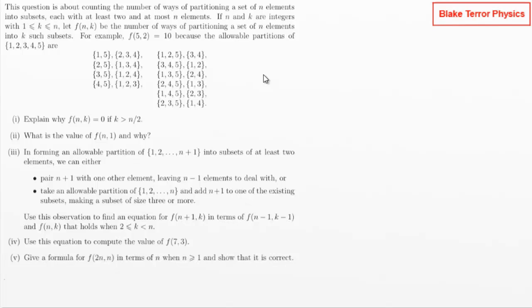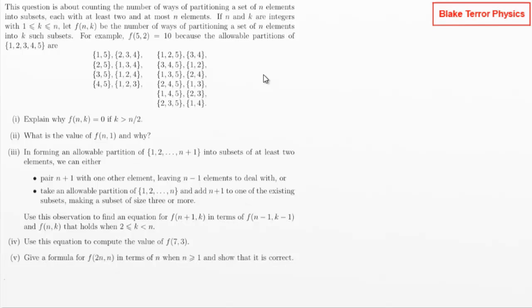Hello, this is question 5 from the 2019 MAT. This question is about counting the number of ways of partitioning a set of n elements into subsets, each with at least 2 and at most n elements. If n and k are integers with k between 1 and n inclusive, let f of n and k be the number of ways of partitioning a set of n elements into k subsets.